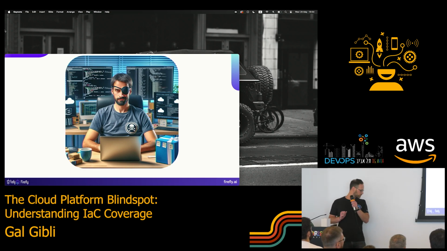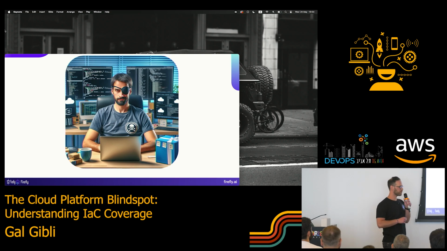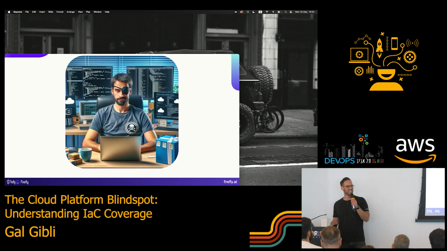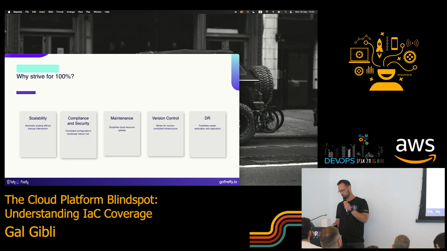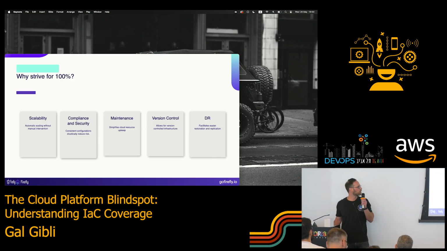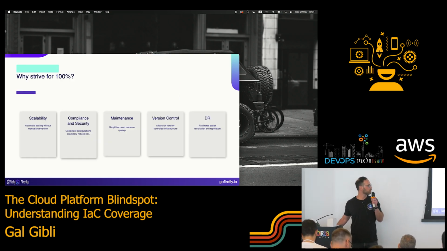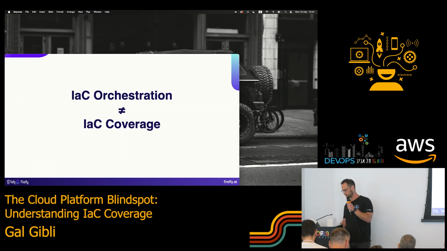With incomplete IaC coverage, you're lacking visibility and control over your infrastructure. Our goal is to aim for 100% IaC coverage as much as we can to avoid those pitfalls. And the reasons are very clear: scalability, compliance, maintenance, version control, and easy disaster recovery. So the ones that are not using IaC yet, you should.